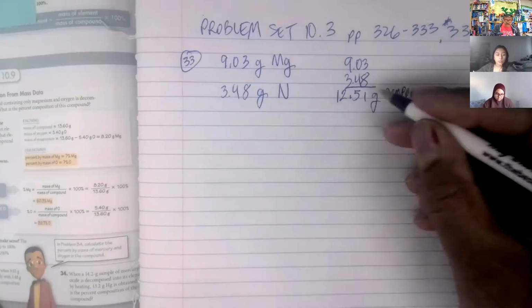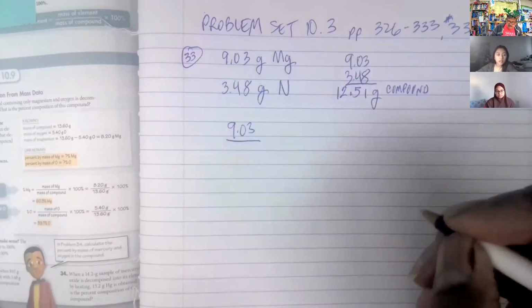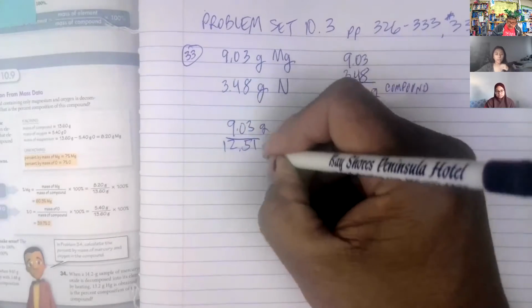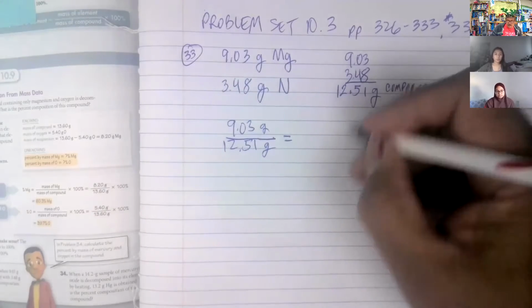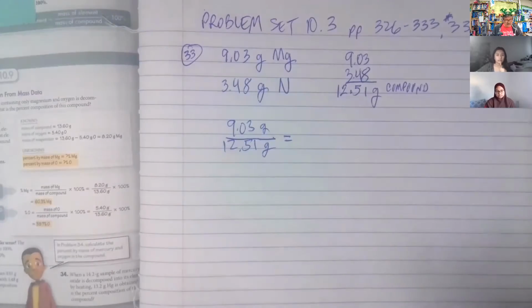So now we have the total. Now you just gotta go 9.03 divided by 12.51. These are in grams. And then you're gonna get this. You're gonna multiply that times 100, which is the same as moving the decimal over twice.